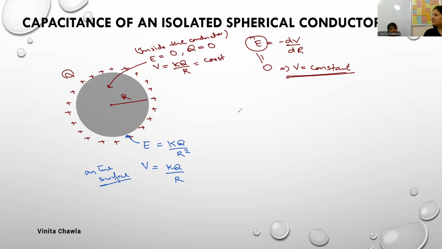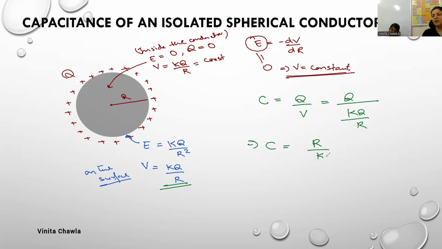So we can easily find the capacitance of this capacitor. How do we find C? C is Q upon V. And what is V? It is KQ by R. So put the value here. C is Q upon V, Q upon KQ by R. So we'll get R upon K. And what is K? K is 1 upon 4 pi epsilon naught. So 1 upon K is 4 pi epsilon naught.